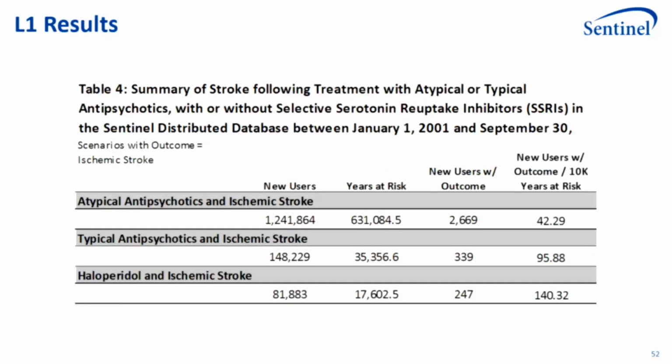This is a very abbreviated version of what Noel just showed in the type 1 output. For each exposure cohort, you will see the number of total users and time at risk. And then we have separate columns that can provide information for you to derive incidence or incidence rate if they're not already there.